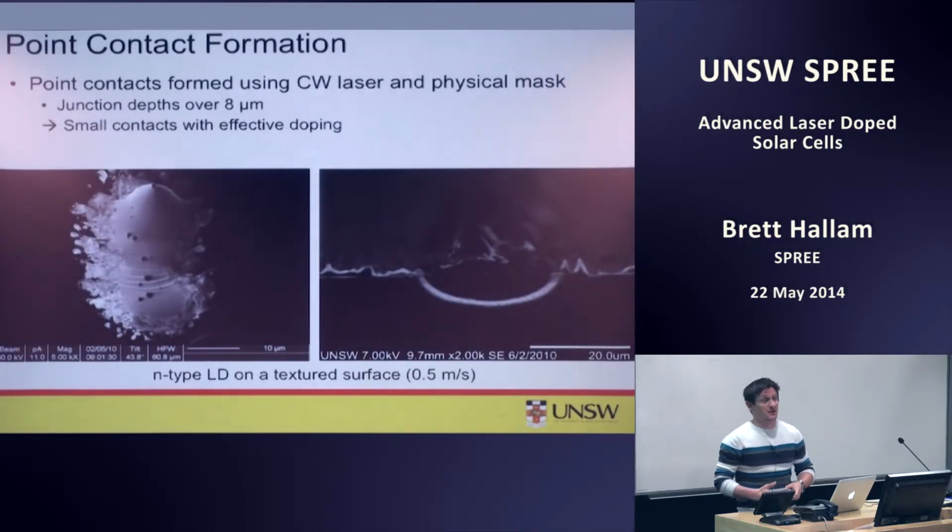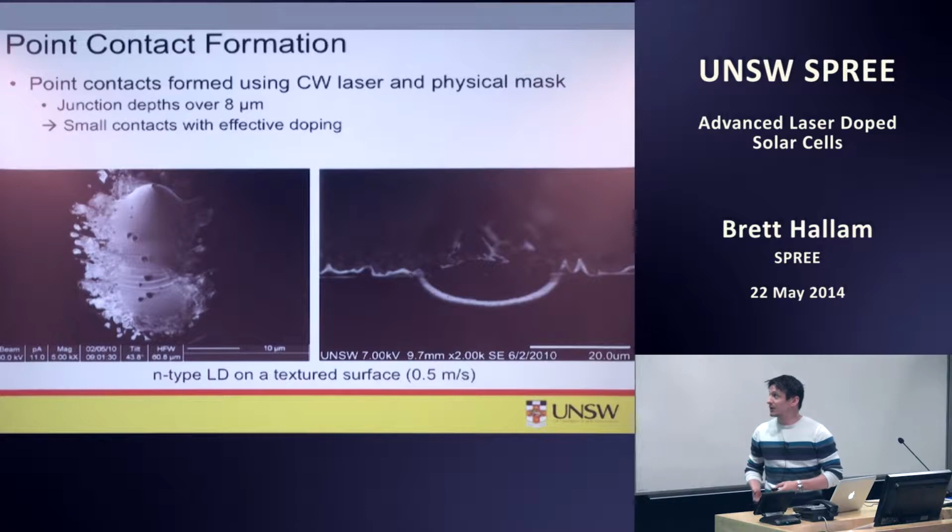Now we can also process very small contacts, so looking at developing point contacts. With a continuous wave laser, it's very difficult to do this. You either need very expensive shutter mechanisms to be able to operate in the order of microseconds, or in this instance we use a physical mask which is aligned perpendicular to the direction of travel of the laser beam, which is scanning through deflection mirrors. And for this we can generate a point contact about 40 microns long, and it's only about 10 microns wide, and the junction depth here is still about 8 microns, so we can get sufficient doping for these small contacts.